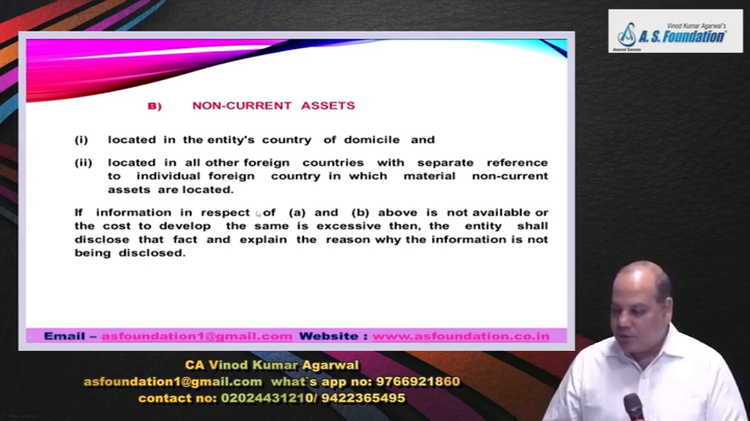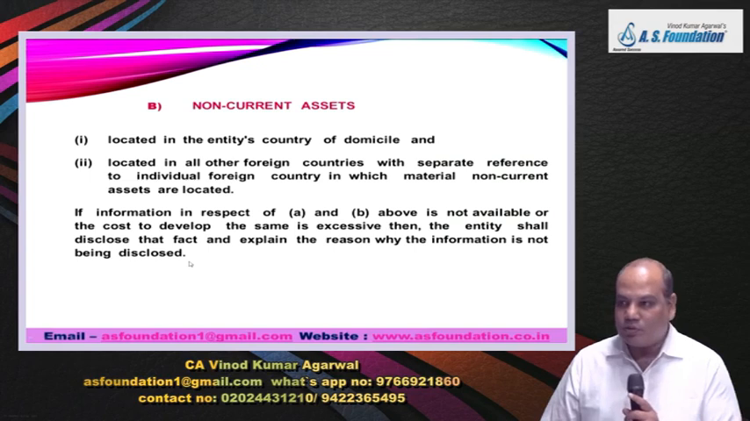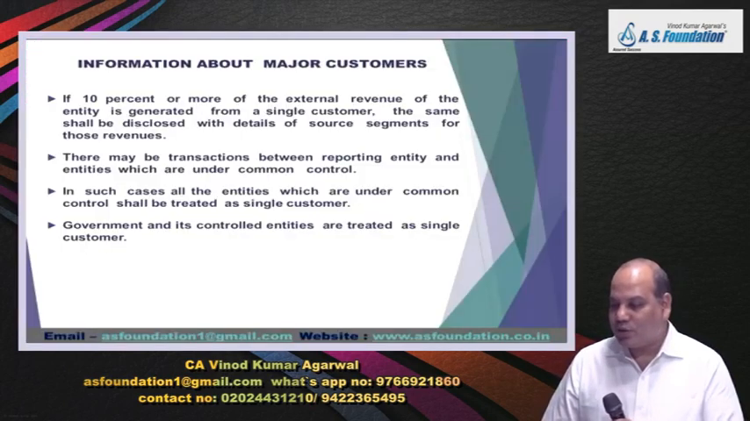to the risk. If information in respect of A and B, means these 2 points, A means on the basis of product or service, B means on the basis of geographical area, is not available, or the cost to develop the same is excessive, then the entity shall disclose the fact and explain the reason why the information is not being disclosed. Because this means demanding too much information from the company. You are demanding information on the basis of product, service, customers, location. Of course, this is diluting too much of business secrecy.